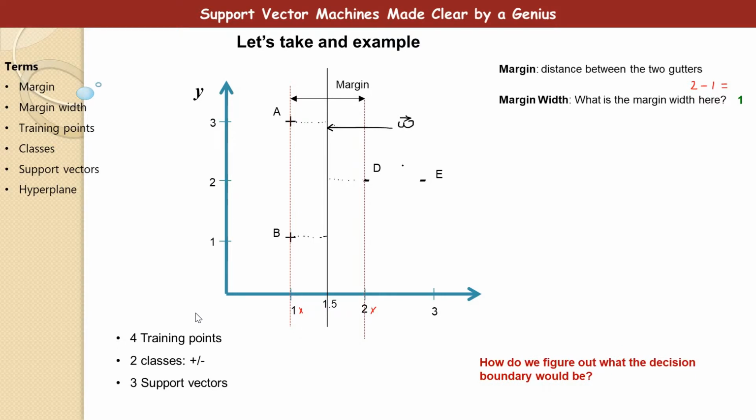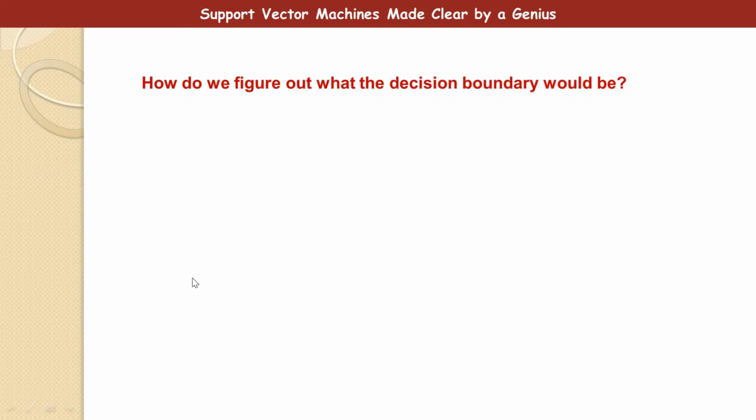How then do we figure out what the decision boundary will be? That is the question that we always continue to ask. Once we get the answer to this question, then we have understood support vector machine. How do we figure out what the decision boundary will be? There are steps we have to take.